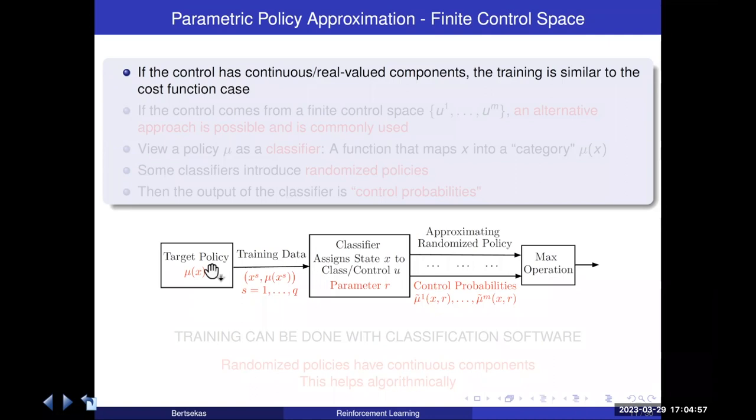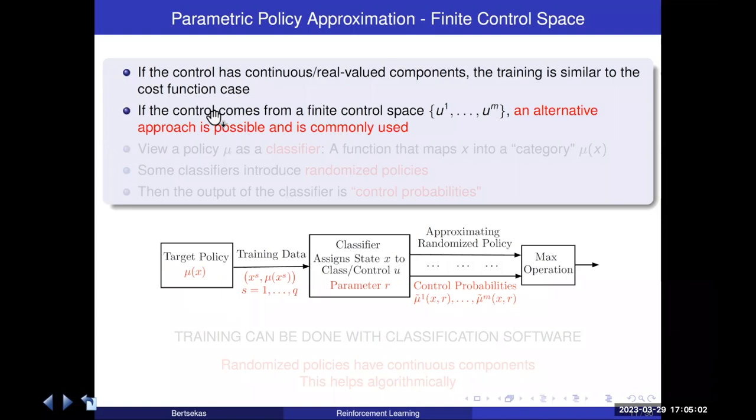Now, in many problems, the control set is finite. There are only a finite number of controls. And this brings to bear an alternative approach that's commonly used. It's based on classification. If you've been exposed to machine learning at all, you've heard about the classification problem. You want to build a classifier, and what the classifier does is, for given samples from a certain population, it classifies the samples to a certain category.